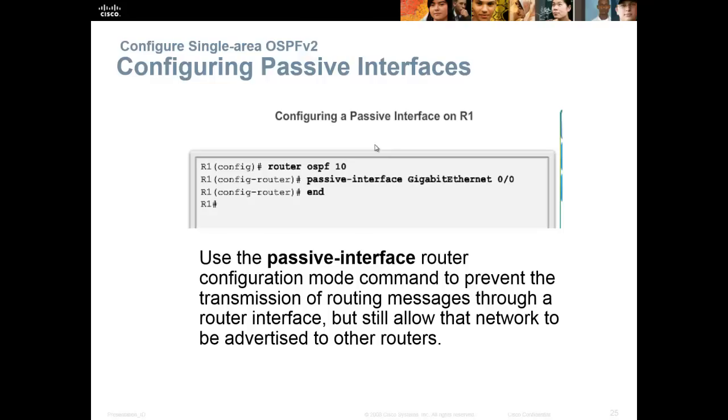So again, passive interface will stop sending updates out that interface. It doesn't stop that network from being advertised to other routers, as long as you did the correct network statement. It just says, hey, OSPF is not going to send OSPF updates out that interface because there's nothing on the other end to receive it that needs OSPF.